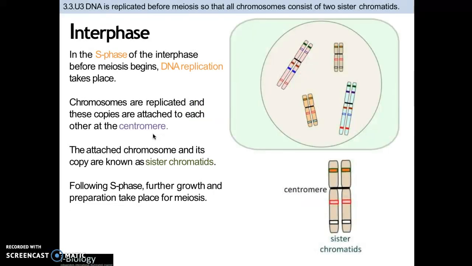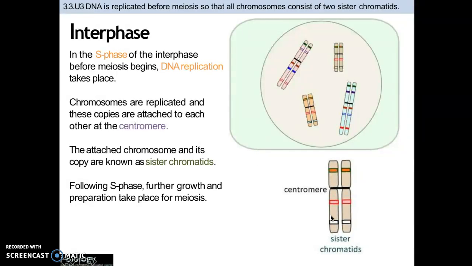Okay, that's U2. Here's U3. DNA is replicated before meiosis so that all chromosomes consist of 2 sister chromatids. So in the S phase of interphase, before meiosis ever happens, DNA replication takes place. What happens here is that the chromosomes are going to be replicated, and these copies are going to attach to each other at the centromere. The attached chromosome and its copy are known as sister chromatids.